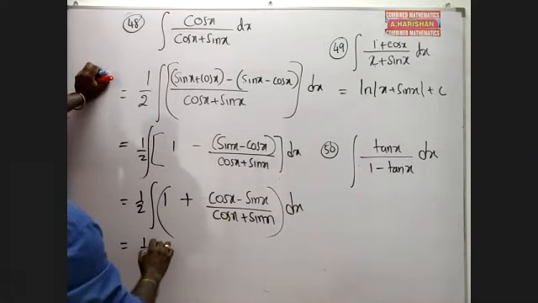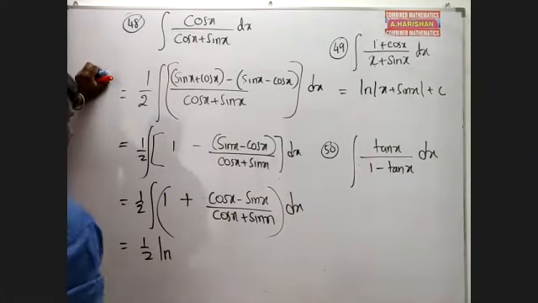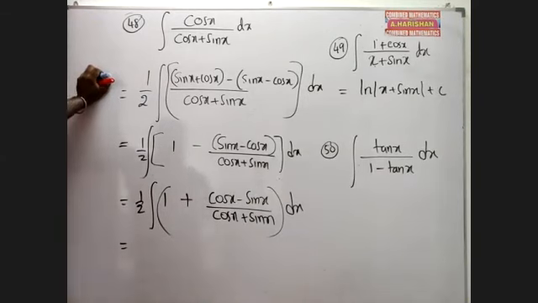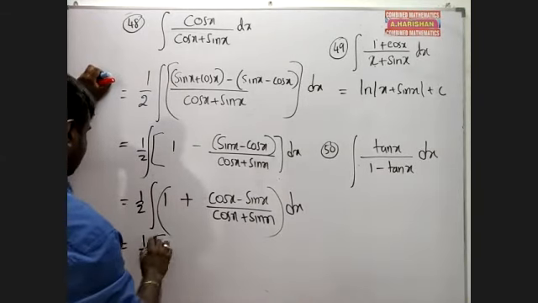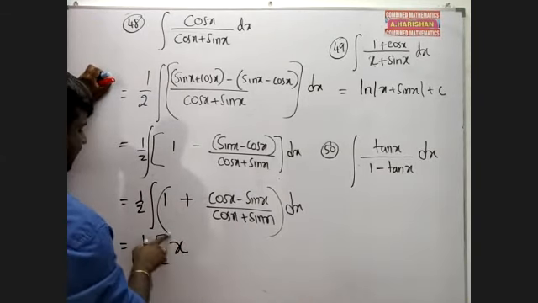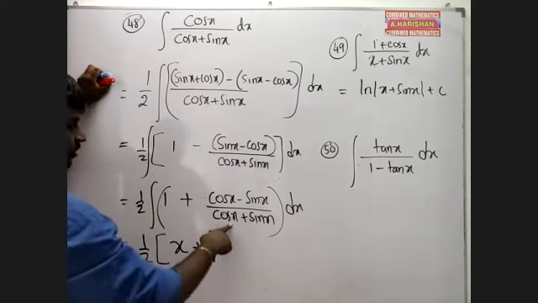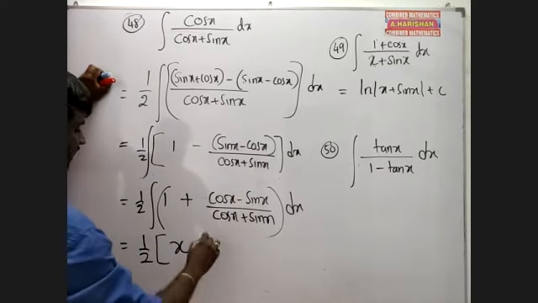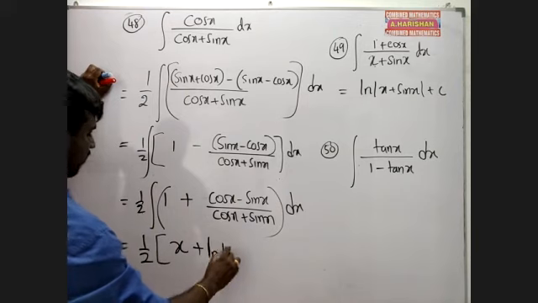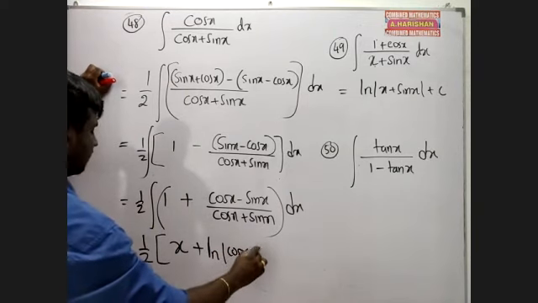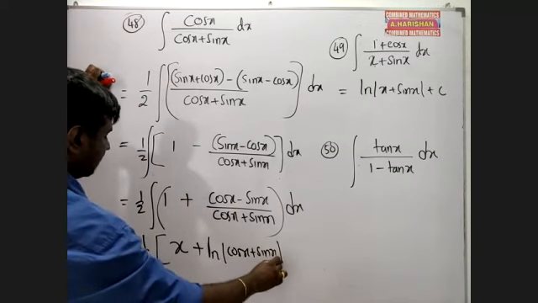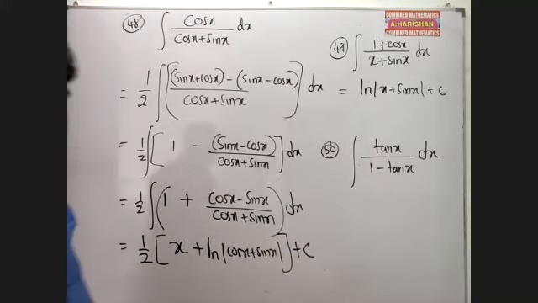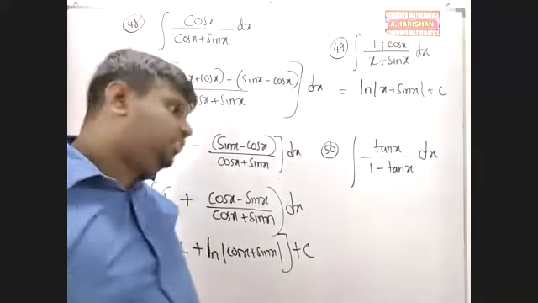Half. So the answer is not a logarithm here. You have to write the answer as half, and x, if you integrate 1, that is x, plus differentiation of cos x minus sin x, differentiation of sin x cos x. Then ln mod of cos x plus sin x, and bracket close, plus c. That's it. How heavy this question is. You have to come up with your own idea.